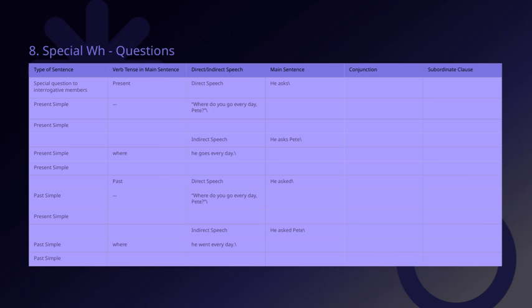The key takeaway here is understanding how WH questions change when shifting between direct and indirect speech, especially with different tenses. Recognizing these patterns helps us communicate more clearly and accurately, especially when reporting questions in different contexts. This connects to our overall theme of mastering reported speech, making sure we understand how to adapt questions properly depending on tense and speech style.